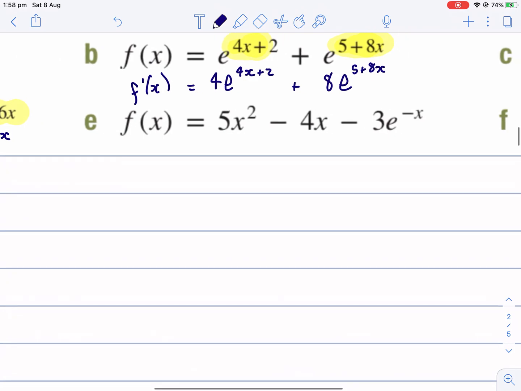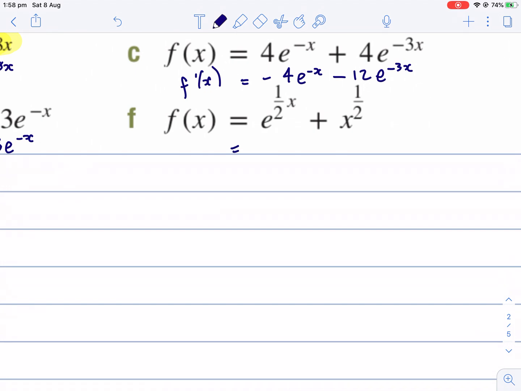This one, 10x for 3e to the minus x. It changed to a plus because we timesed it by negative 1. Last but not least, we've got half e to the half x plus x to the half becomes half x to the half take 1, which is negative 1/2. So if we wanted to be fancy, we would write that as e to the half x plus root x. Oh, it's negative 1/2. No, don't worry about that. We're not going to be fancy.